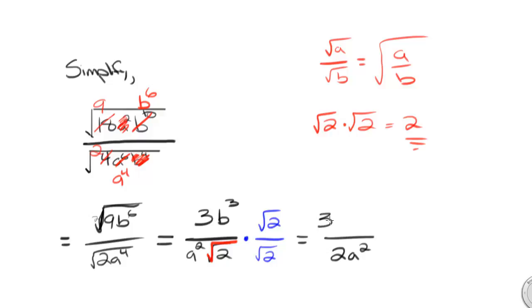And then on top, I have 3b to the 3rd times the square root of 2. And that is my final answer, and I'm completely simplified. There's no factors that I can cancel between the numerator and the denominator. And the radical parts are simplified, and there's no radical in the denominator.